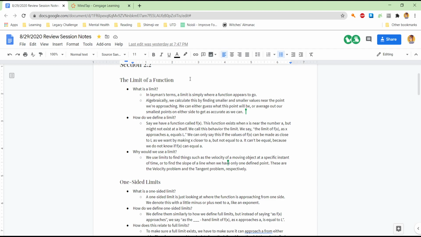So if we have 0.51 on one side and 0.49 on the other, we can average that out and get 0.5.